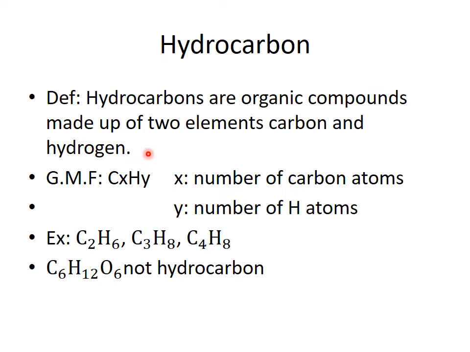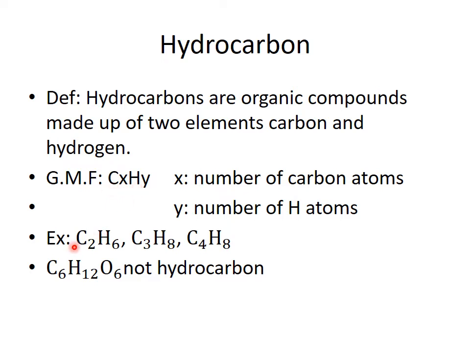A hydrocarbon is an organic compound which is made up from two elements only, carbon and hydrogen. The general molecular formula of hydrocarbon can be represented as CxHy, so it's made up only from two elements, carbon and hydrogen, where x represents the number of carbon atoms and y represents the number of hydrogen atoms.